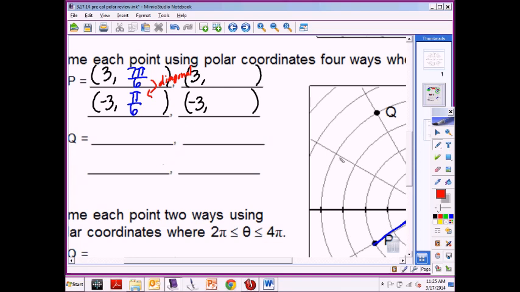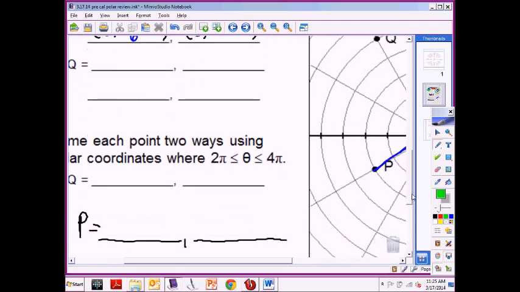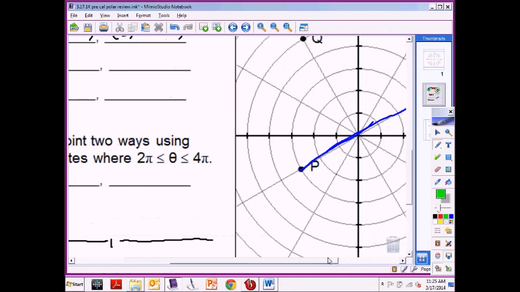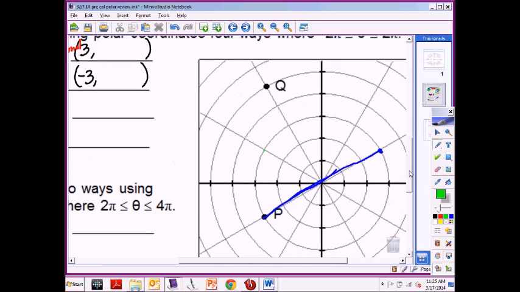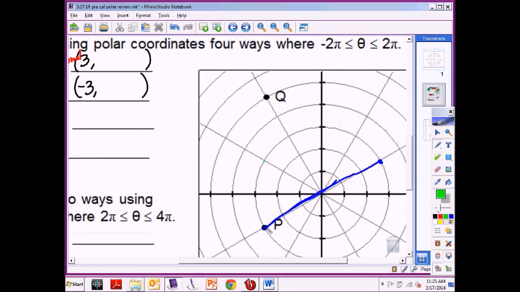So if I was to reflect 7 pi over 6, what does it land on? If I reflect from here to there, what is this value? 135. It would be 5 pi over 6, right? If I'm reflecting this point over the x-axis, it comes right here. And this is 5 pi over 6. But because I reflected, it's going to be a negative 5 pi over 6.